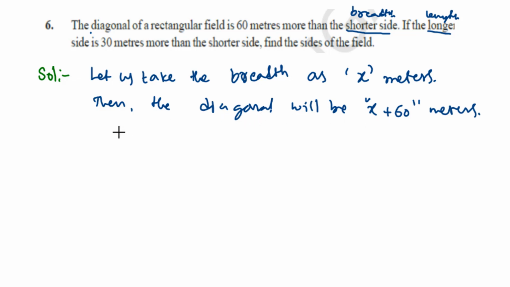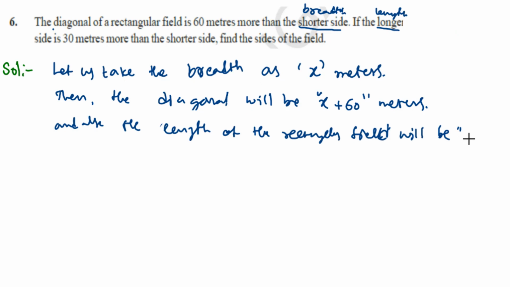And in a similar way, length of the rectangular field will be how much? Clearly it is given that the longer side is 30 meters more than the shorter side. So for the shorter side, meaning width, we have to add 30 meters. So we get x plus 30 as the length of the rectangular field. So now we have length, diagonal and width of the rectangular field with respect to x. Now we need to establish a relationship between these three.